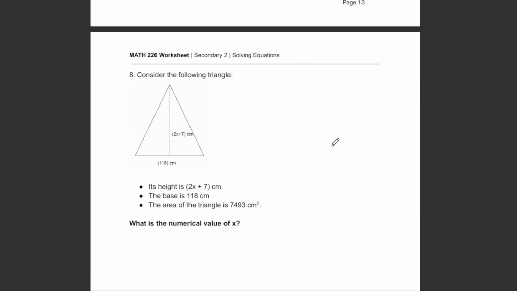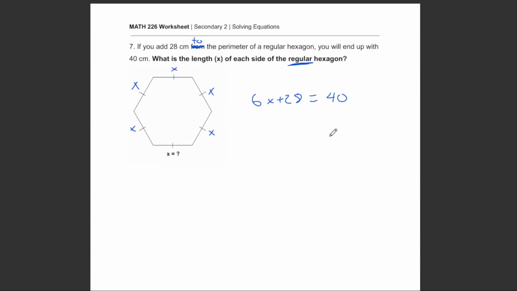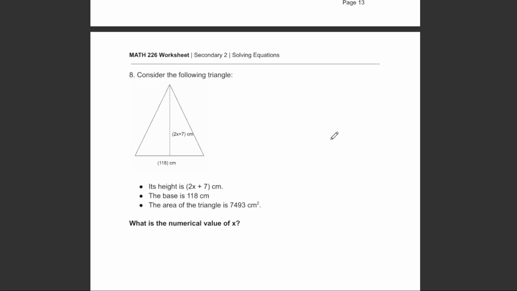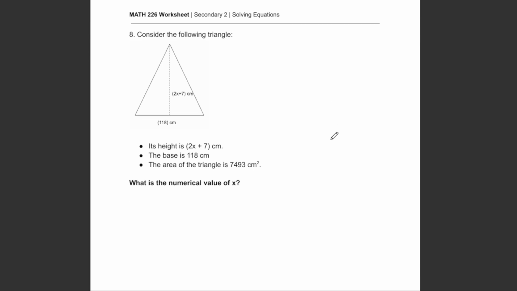If I look at question 8 now, okay? So basically, this bonus, I'm just giving you a setup, but I'm not really telling you how to solve it, okay? Next question, question 8. Consider the following triangle. Its height is 2x plus 7. The base is 118 centimeters. The area of the triangle is 7,493, okay? So basically, we want to find out what x is. We know the height, we know the base, we know the area of the triangle.